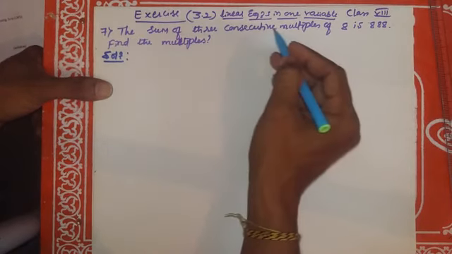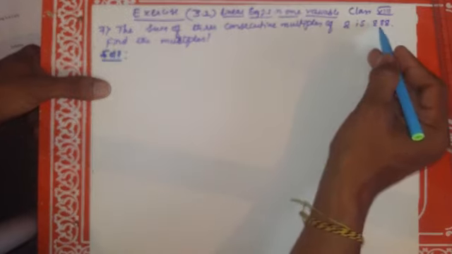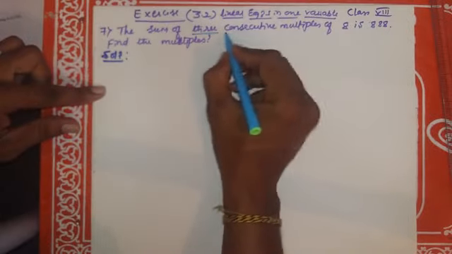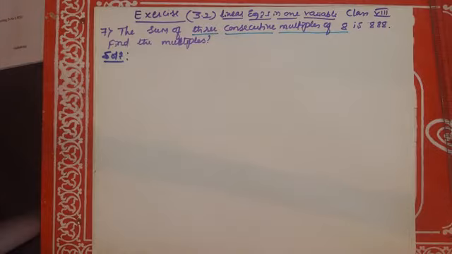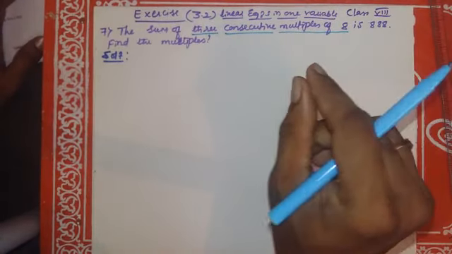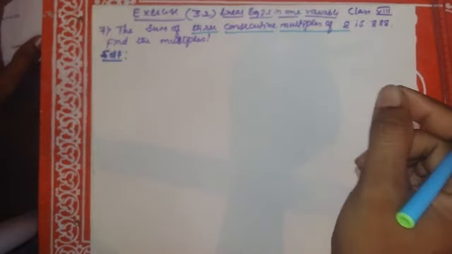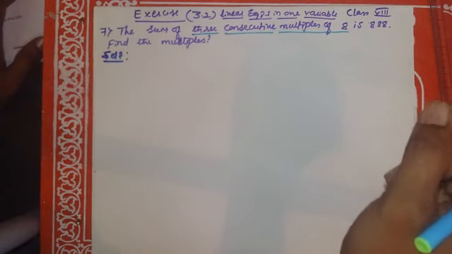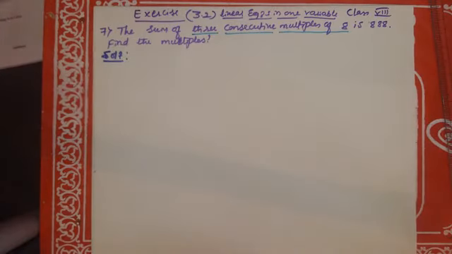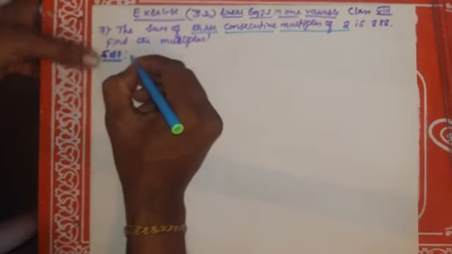The sum of 3 consecutive multiples of 8 is 888. Find the multiples. First we should know about 3 consecutive multiples of 8. What are those? Okay, first let the consecutive multiple be x. After that, x plus 8. Next, the third is x plus 8 plus 8, which is nothing but x plus 16. Is it right? Okay, let us see. Let the 3 consecutive multiples, solution we have.